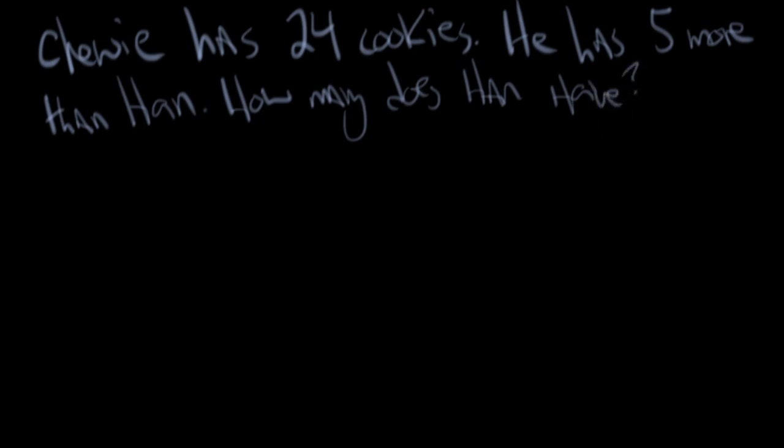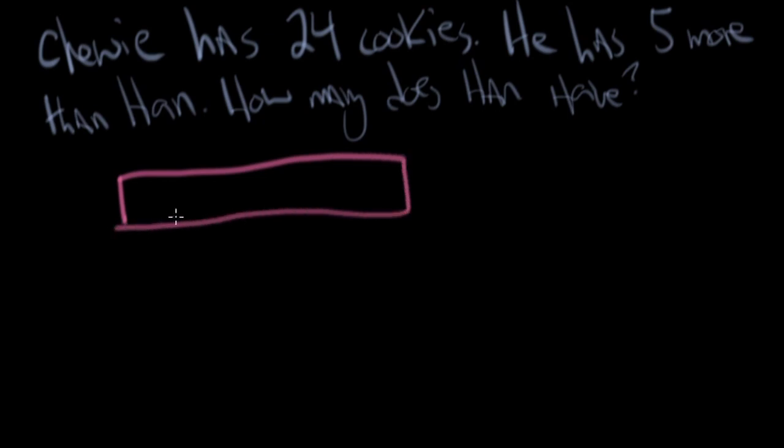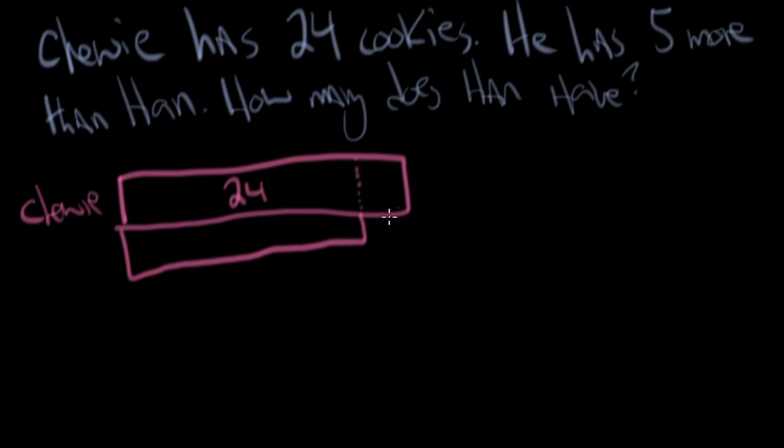So again, this is probably pretty easy, but I do just want to show you just how we're going to be comparing stuff. So here's the big long bar. This is Chewy, and he has 24 cookies. And this is Han. Han has less because we know that Chewy has more. So this is the extra part. And what does the extra part represent? He has 5 more than Han. Okay, so think about that for a second.